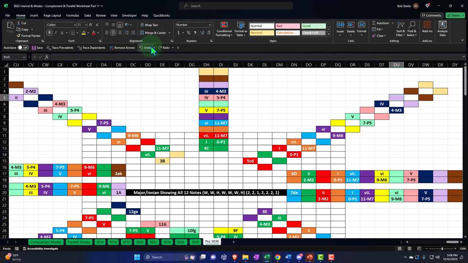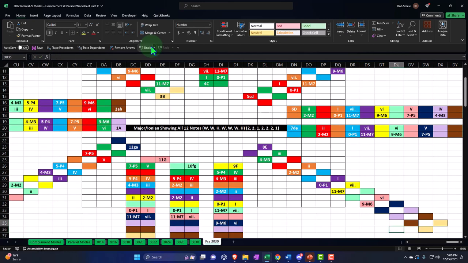This is going to be the 3, and I'm going to call that a major third, 4 notes away. 3 to the 4 is a half step, so we're going to say there's the 4. It's a major third. 4 to 5 is a whole step, so there's the 5. That's going to be a perfect fifth.